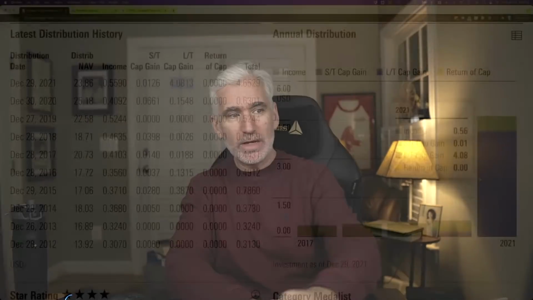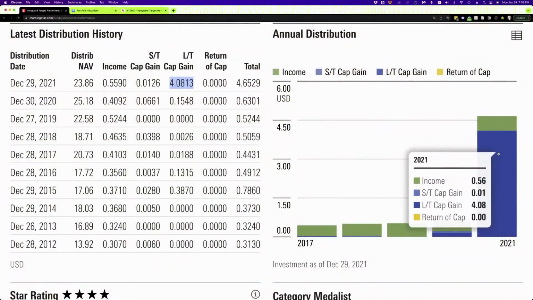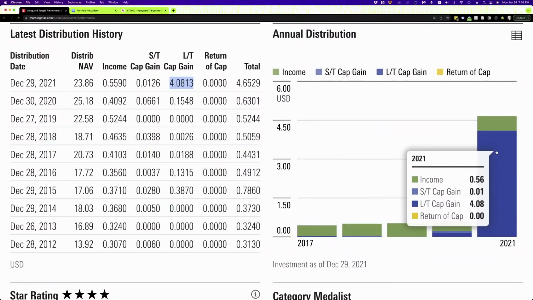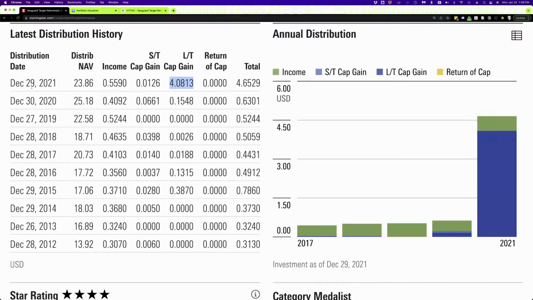But to do that, Vanguard basically had to sell a bunch within the fund of the investments it owns to redeem those shares and move them over to the institutional class. And that generated all the capital gains that we now see in this pretty little bar graph. And so if you held this fund in a taxable account in 2021, in December, when these distributions were made, December 29th, yeah, you're going to owe a lot of taxes.